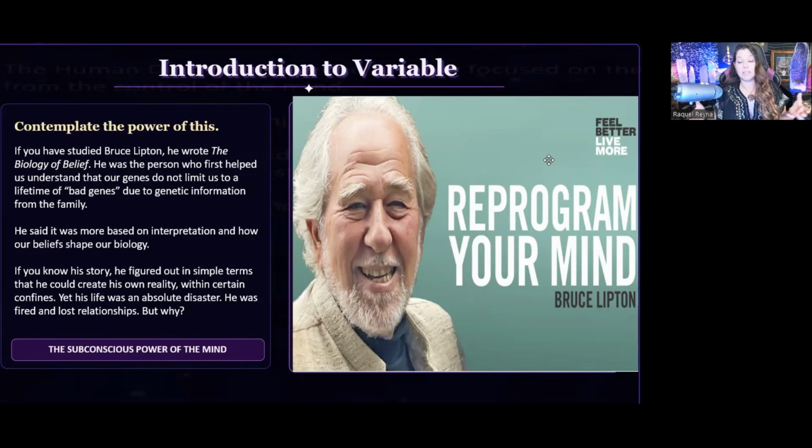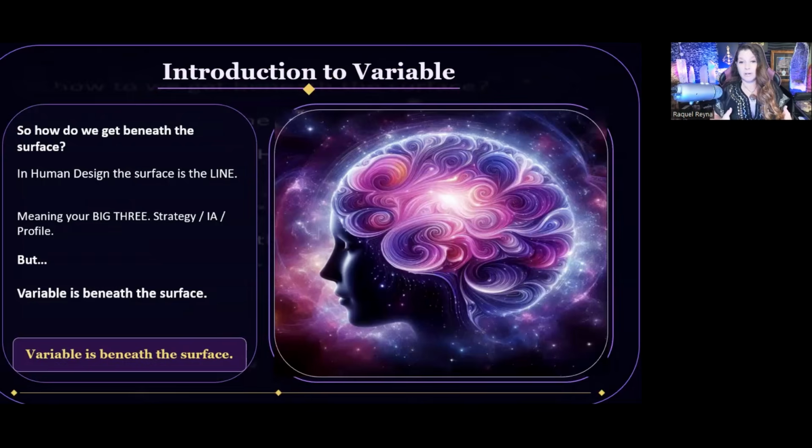And this was because the subconscious programming can be so deeply wired through trauma, through past events that have created wounding or victim mentality that keep you stuck in patterns. Now, again, these patterns are revealed deeply in the Kabbalah, but they're also revealed in variable. So variable is showing how we get beneath the surface.